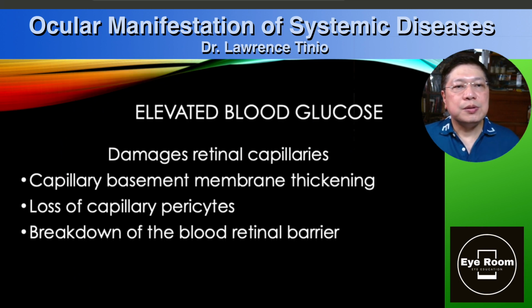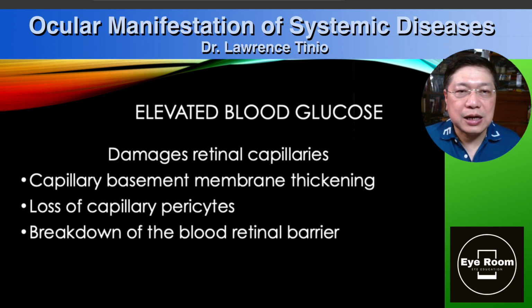Now, your blood glucose, once it elevates, it damages your capillaries. There's capillary basement membrane thickening. You start to lose your capillary pericytes, and there is a breakdown of the blood retinal barrier. That means your blood vessels start to leak.